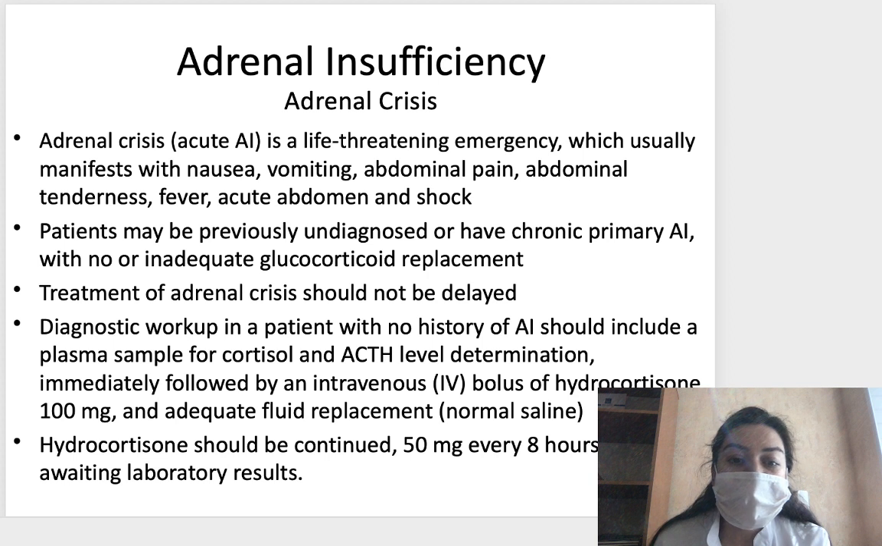Diagnostic workup in patients with no history of adrenal insufficiency should include a plasma sample for cortisol and ACTH level determination, immediately followed by an intravenous bolus of hydrocortisone 100 mg and adequate fluid replacement, normal saline. Hydrocortisone should be continued at 50 mg every 8 hours, awaiting laboratory results.